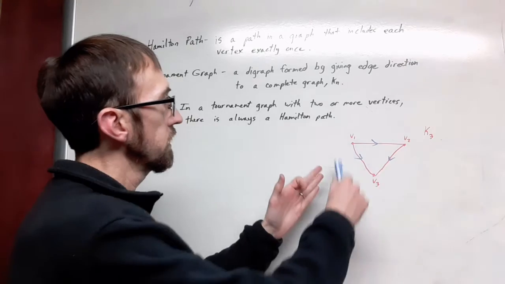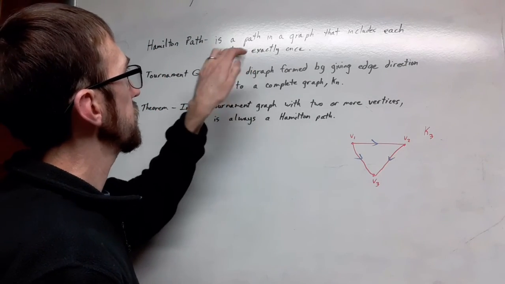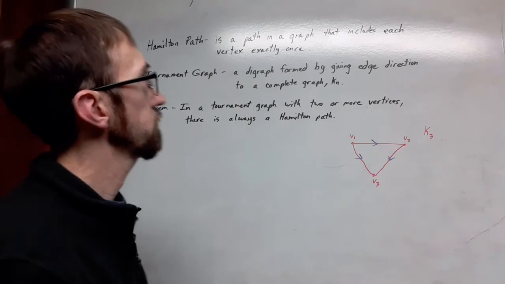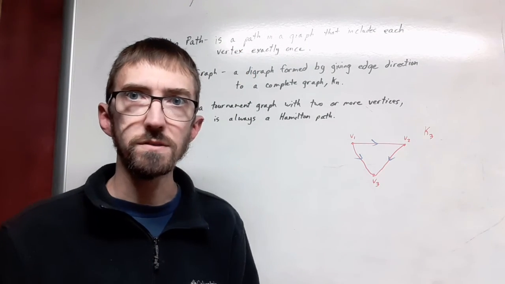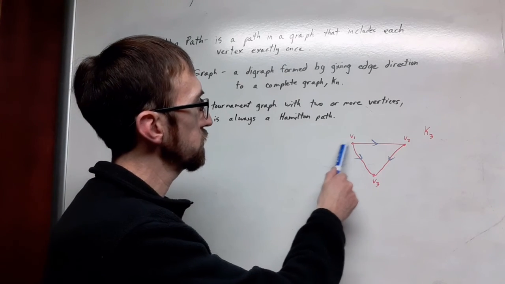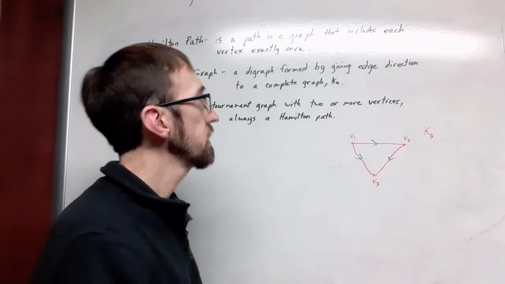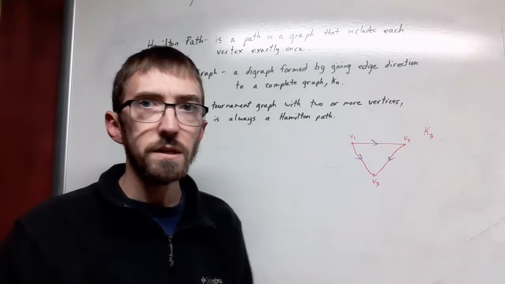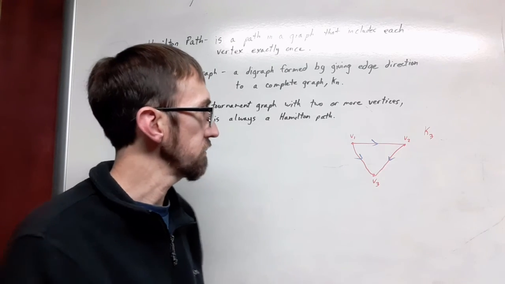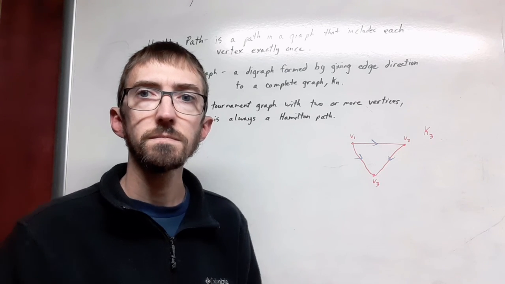All right, and so now I have these directions. So do I have a path that is going to include each vertex exactly once? So I start at V1 and I can move to V2 and I can end at V3, and so I have included each vertex exactly once, and I visited by using 2 edges in this digraph.